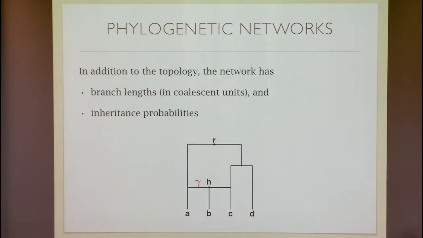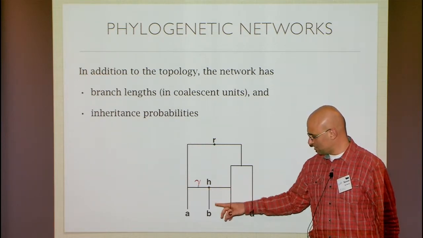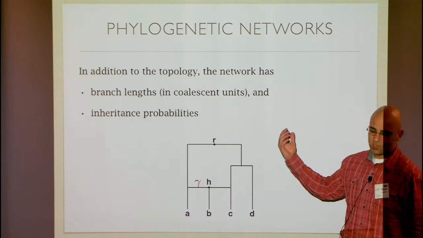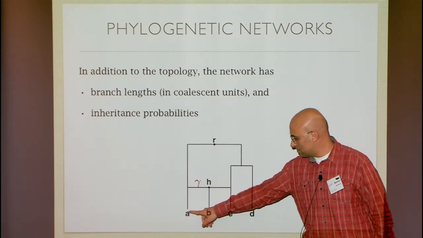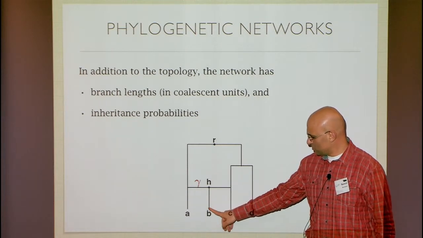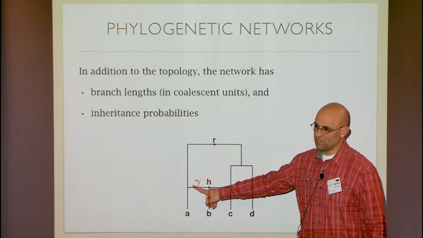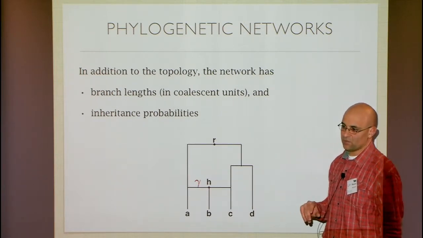So this inheritance probability, for example, for this node here, I have gamma, which basically means that if I'm looking backward in time at genes copied from these species, and I go backward in time, when I'm tracing the evolution of a gene from B, once I get to this node, I have probability gamma of going left or probability 1 minus gamma of going right for that.